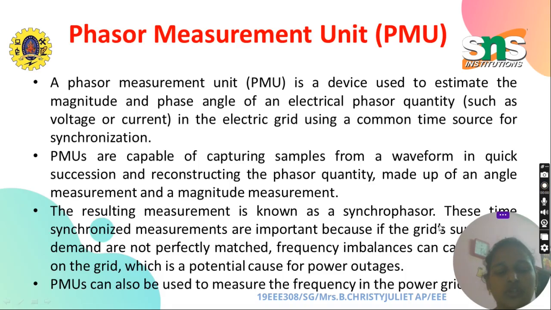In the present video we are going to discuss phasor measurement units, an important unit of a smart grid, in short called PMU. A phasor measurement unit, PMU, is a device used to estimate the magnitude and phase angle of an electrical phasor quantity such as voltage or current in the electrical grid, using a common time source for synchronization.